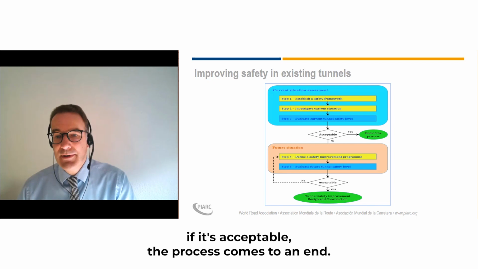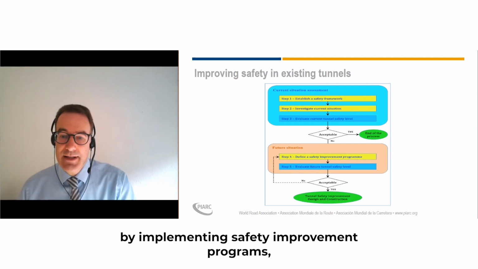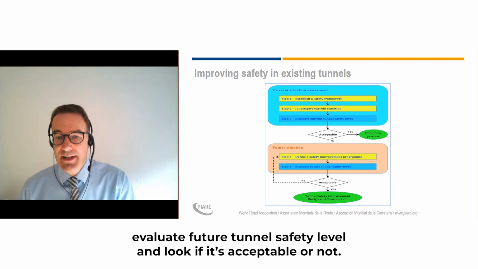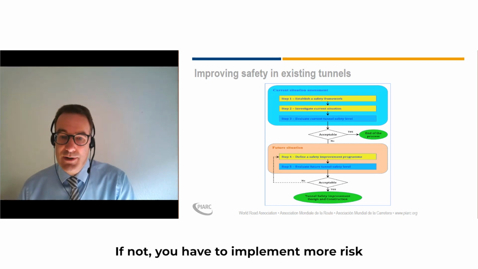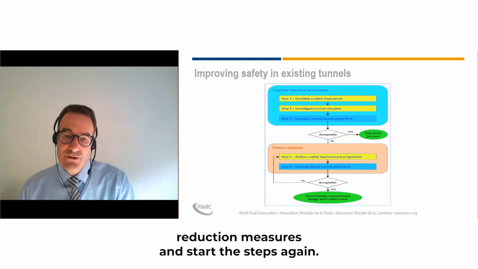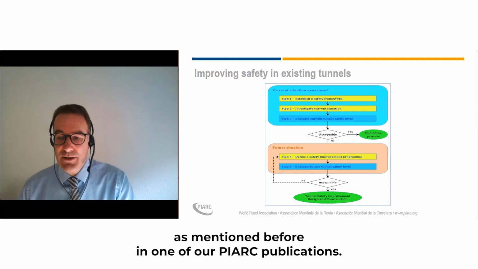If it's acceptable, the process comes to an end. If not, you have to consider the future situation by implementing safety improvement programs, evaluate the future tunnel safety level, and look if it's acceptable or not. If it's acceptable, the process could come to an end. If not, you have to implement more risk reduction measures and start the steps again. This is described in detail, as mentioned before, in one of our PIARC publications.